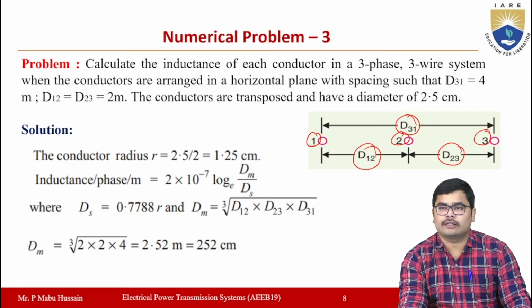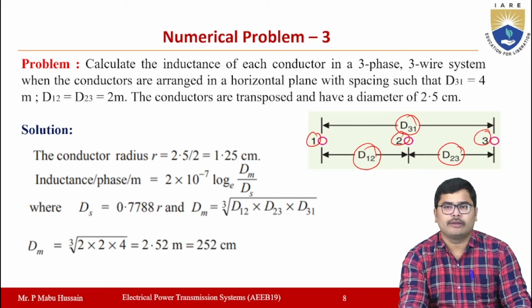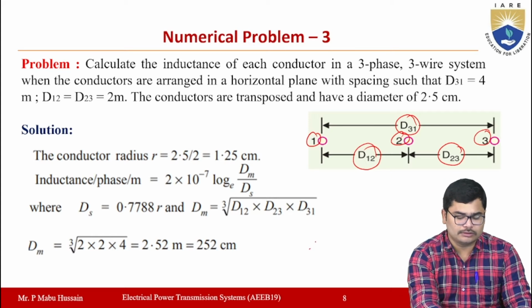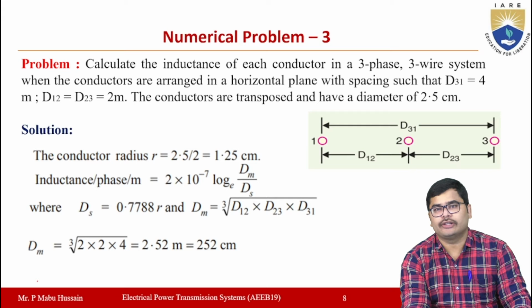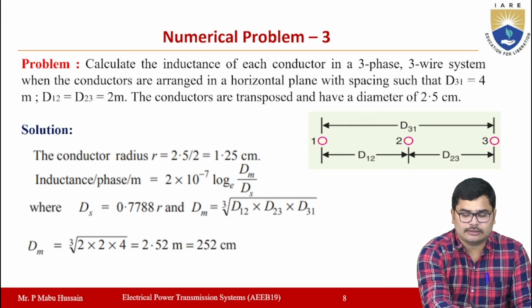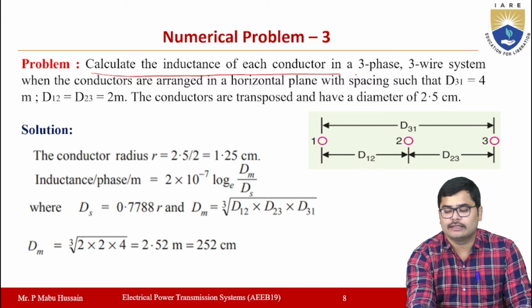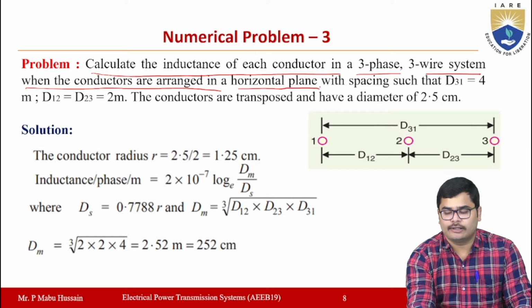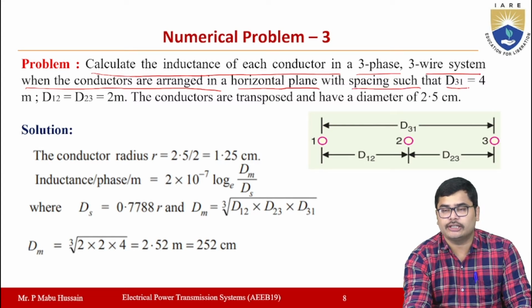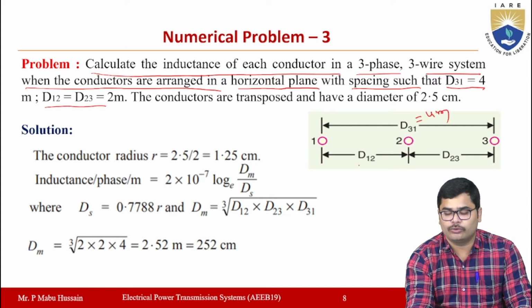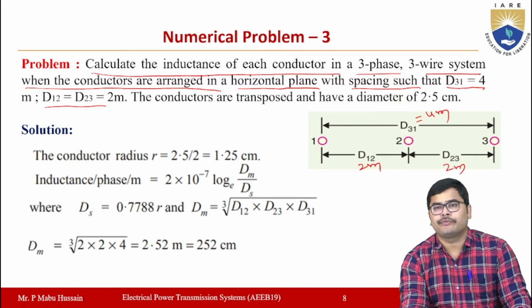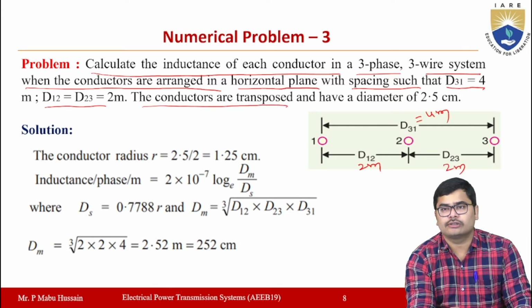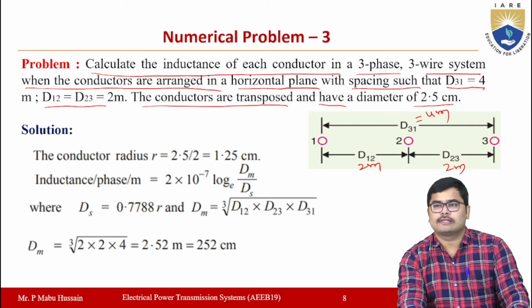To calculate the inductance for this unsymmetrical transmission line, you have to use the same procedure that we did in the previous problem. So let us see how to calculate the value here. If you read the problem once: to calculate the inductance of each conductor in a three-wire system, when the conductors are arranged in a horizontal plane with spacing such that D31 is 4 meters and D12 and D23 are 2 meters and 2 meters. Now here the conductors are transposed and have a diameter of 2.5 centimeters, right?